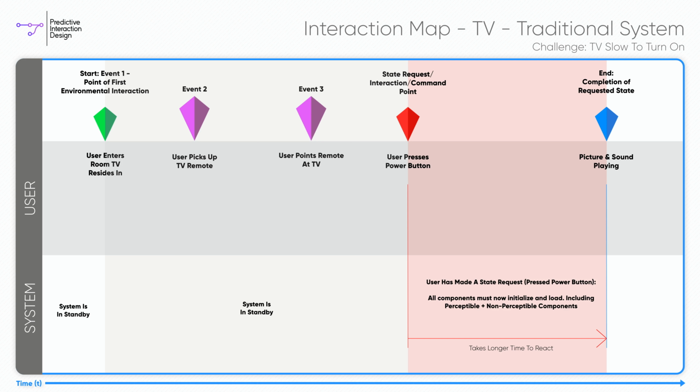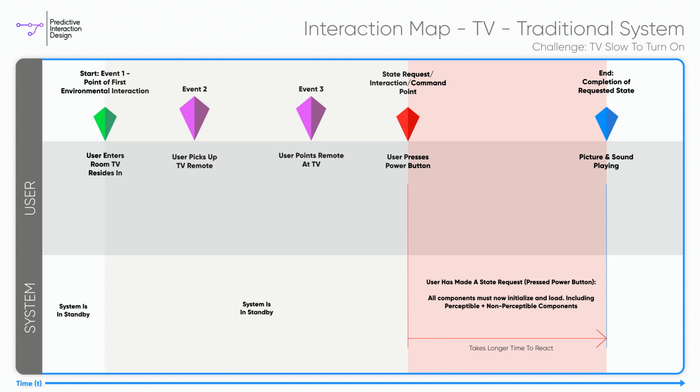Again, at the bottom, the system is in standby. Then the user picks up the TV remote. Then they point it at the TV. Again, while this is happening, the system is still in standby. And then at the point the user presses the power button, so that's their interaction or state request, the user then has made this state request, and then all components must now initialize and load, including the perceptible and non-perceptible components. And then the user eventually gets picture and sound playing after some time.